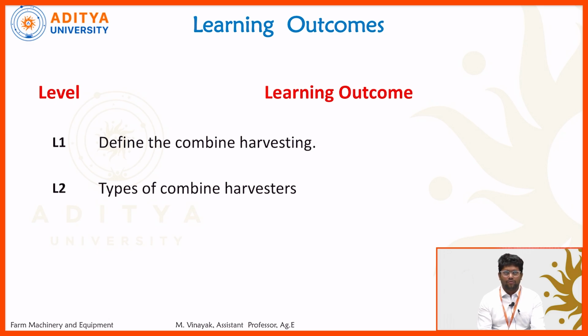So this one is a new unit. We have covered the 4 units. This one is the 5th unit. Particularly today's class, these are the learning outcomes: define the combine harvesters and types of combine harvesters.